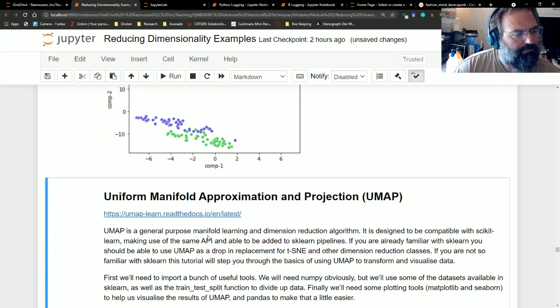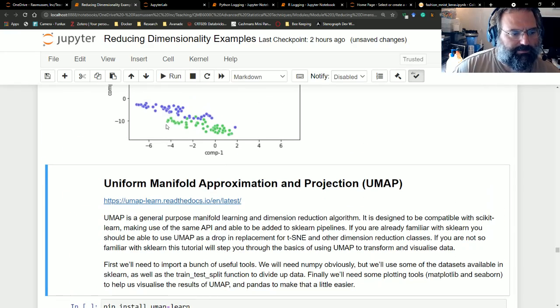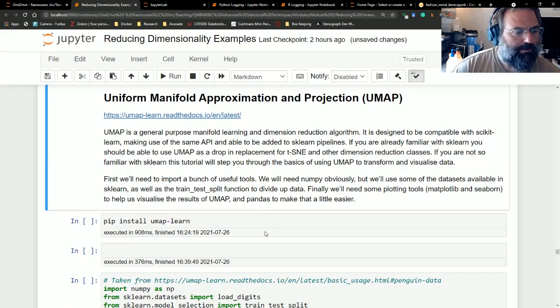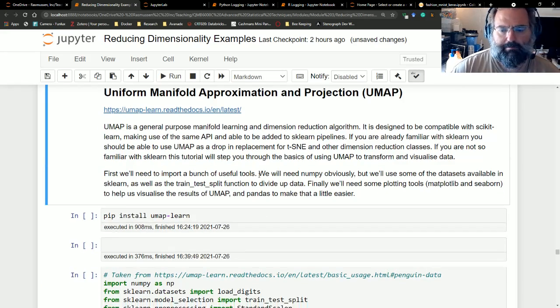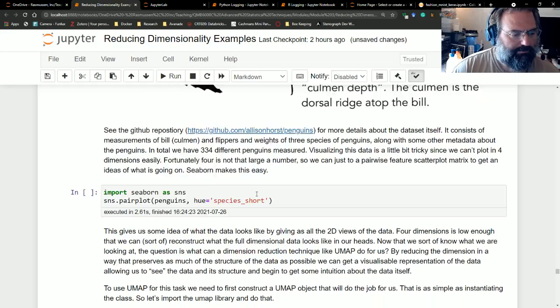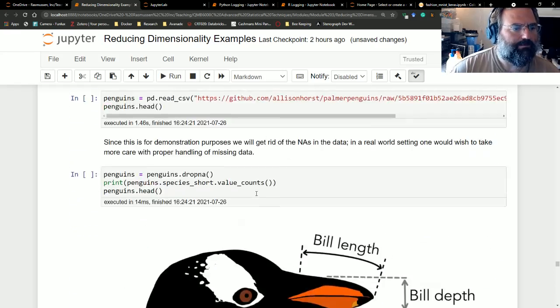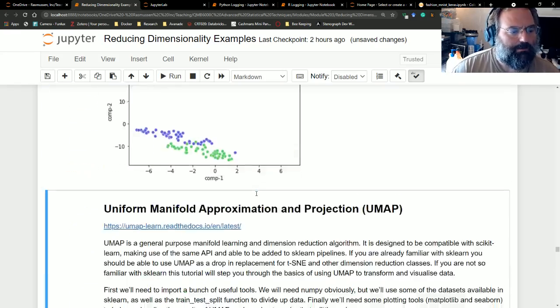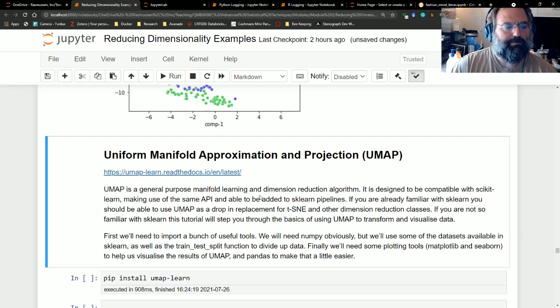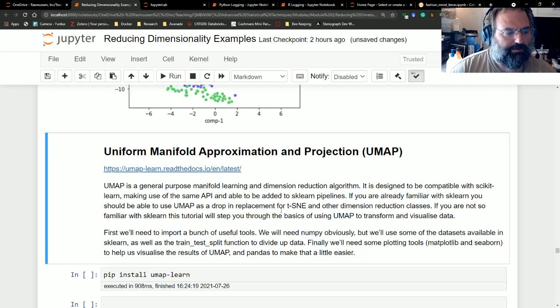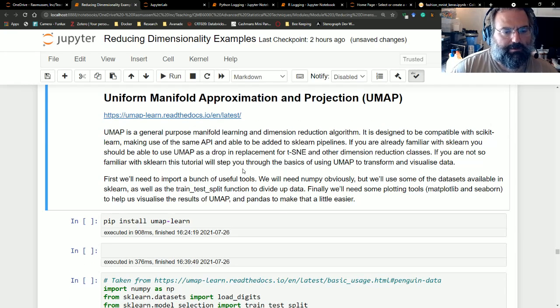So again, none of them are 100%, and Iris does seem to be one that's very challenging to get 100% right. I believe this is the last one, or next to the last one, because we've got k-nearest neighbors at the very end. So UMAP, uniform manifold approximation and projection. And this is, again, another dimension reduction approach.